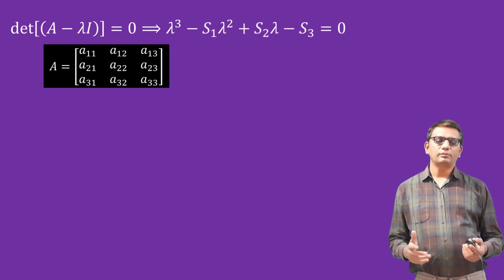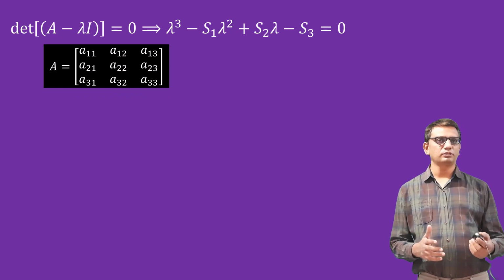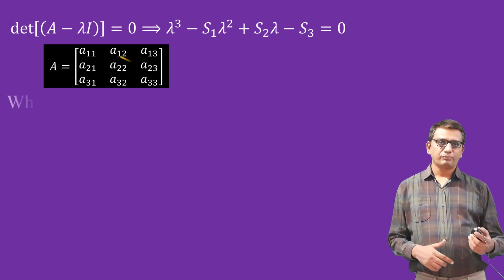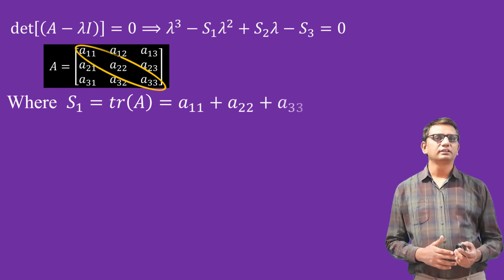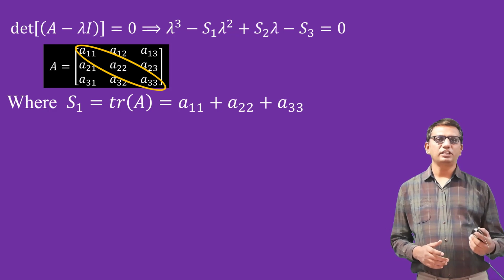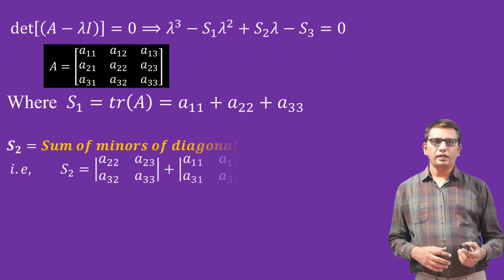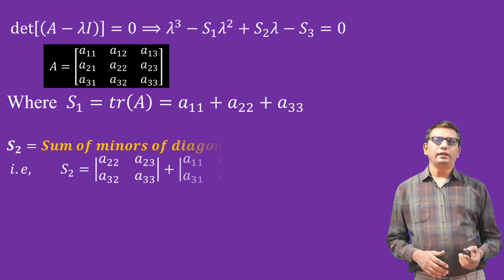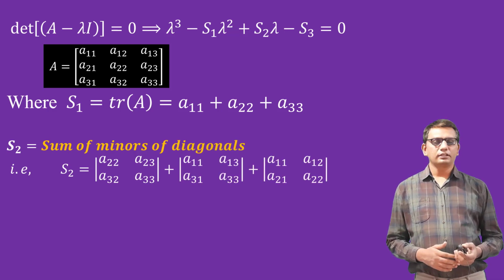3x3 matrix A. The determinant of A minus lambda I equal to 0 can be rewritten as lambda cube minus S1 lambda square plus S2 lambda minus S3 equal to 0. Here A is our matrix and S1 is the trace of the matrix, that is the sum of diagonal elements. So here A11 plus A22 plus A33 is the trace of our matrix A, and S2 is the sum of minors of diagonal elements.